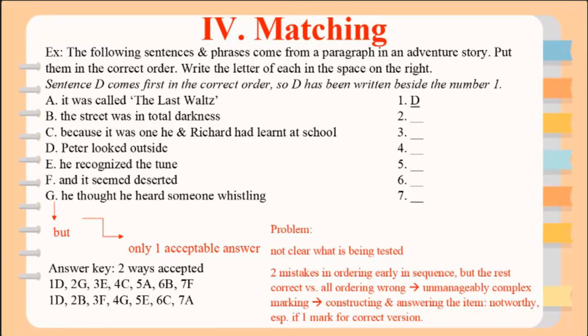Okay, so here we have a test, but it allows two options for answer key. On the left column, you see that two-way accepting. It's quite difficult because it's not clear. First, it's not clear about what is being tested. Second, two mistakes in, for example, the first option, you may be wrong on one or two items, but the other you are right. It's difficult for the marking.